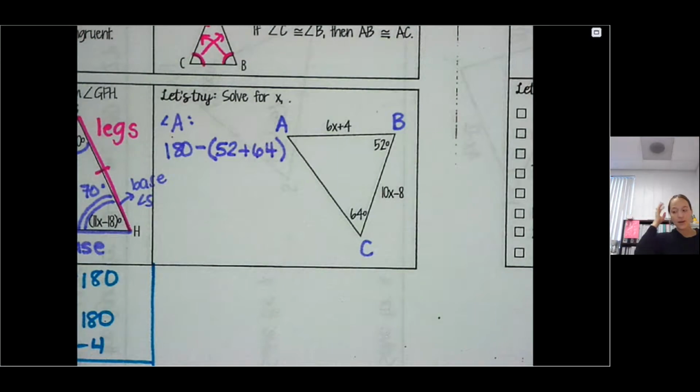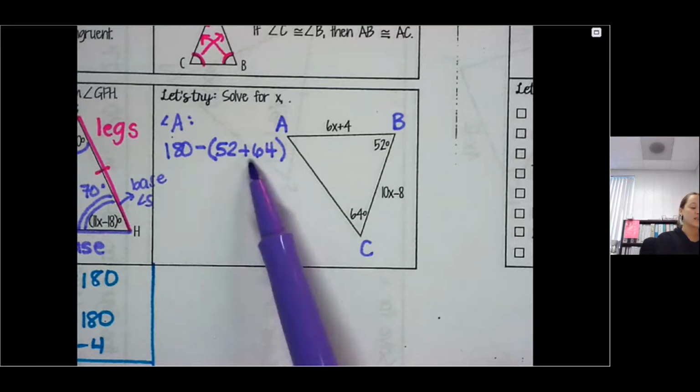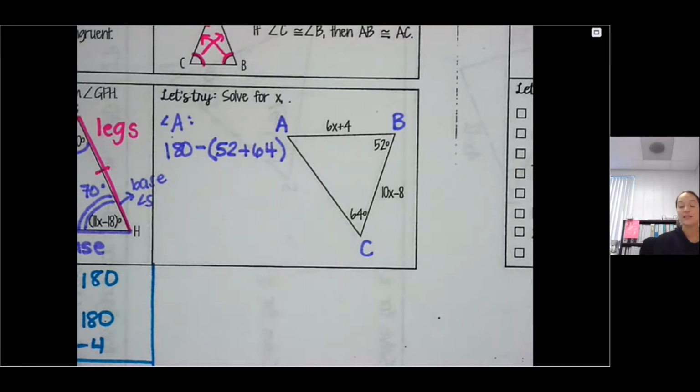Okay, what do you get? 116. Okay, and if you subtract that from 180, what do you get? 64. 64 degrees right there. So yeah, add these two, you get 116. Subtract that from 180, you get 64. So over here at angle A, I'm going to put 64 degrees.